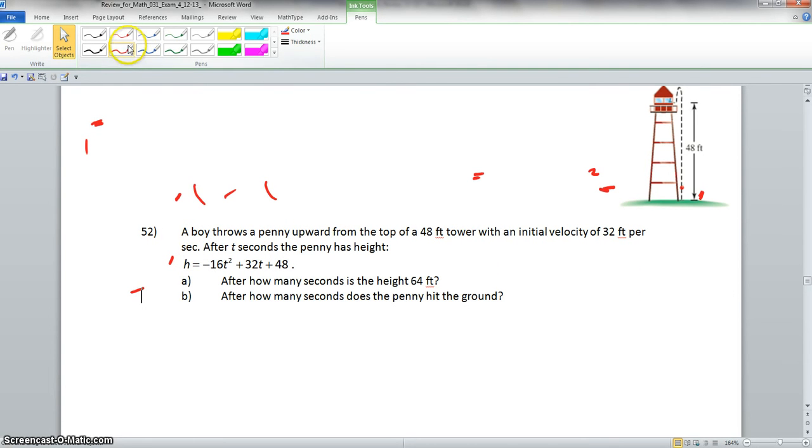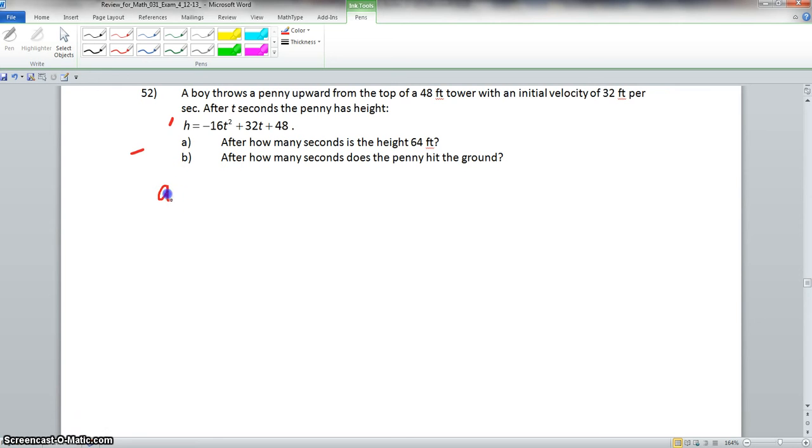It says a boy throws a penny upward from the top of a 48-foot tower with an initial velocity of 32 feet per second. After t seconds, the penny has height, and we have this formula here. After how many seconds is the height 64 feet? After how many seconds does the penny hit the ground? So let's start off with A.